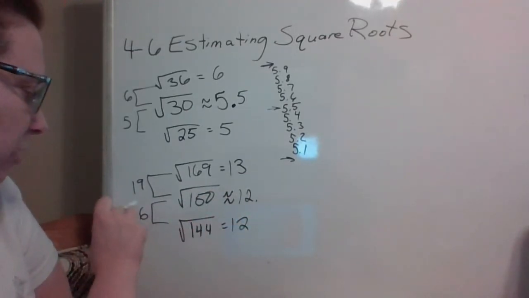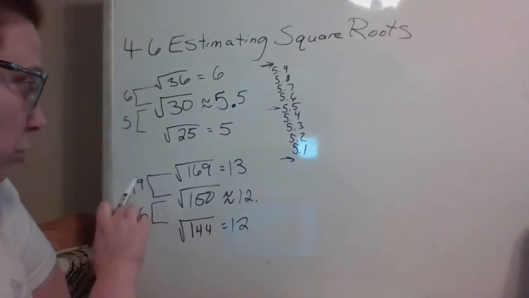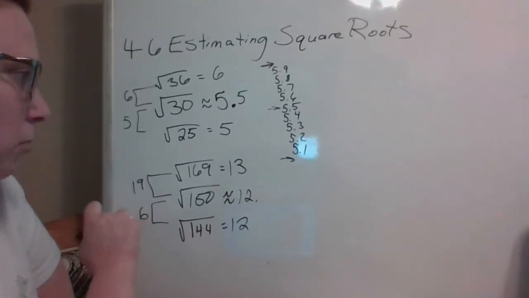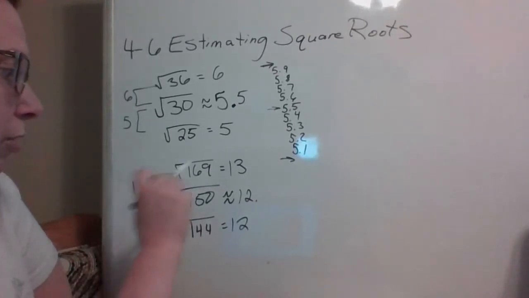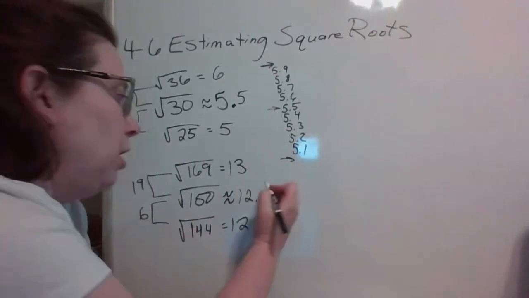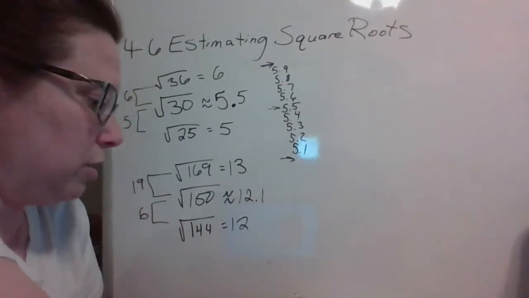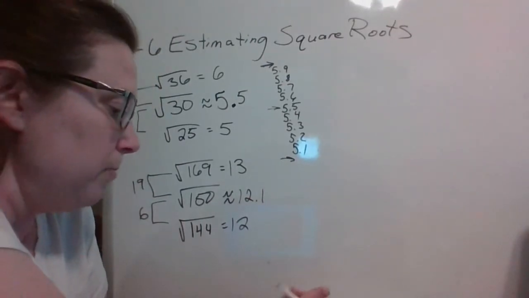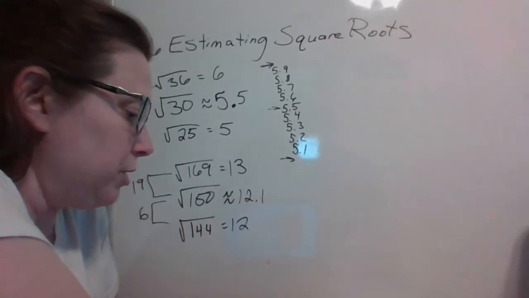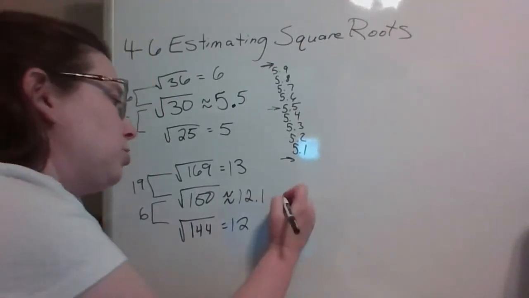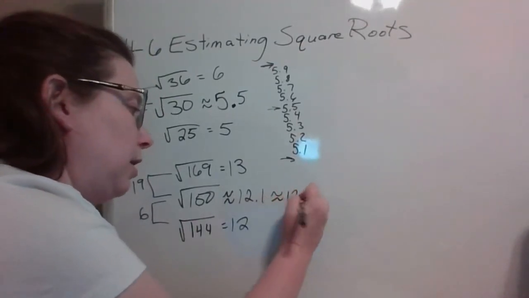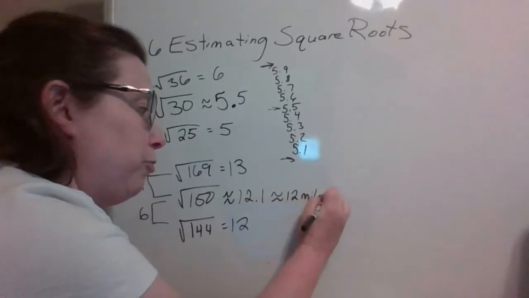So if you doubled that, you'd have 12. If you tripled that, you'd have 18, and it's still more than that. So this is going to be way closer to 12 than it is to 13. So I am going to actually say 12 and 1/10. They wanted you to round your answer to the nearest mile. So you can round that and say it's about 12 miles.